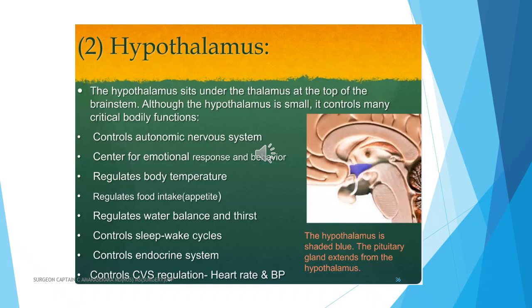So we'll see what the key regulatory roles of the hypothalamus are. Autonomic nervous system control: it modulates sympathetic and parasympathetic output, regulating heart rate, blood pressure, digestion, and pupil size. Now let's turn to endocrine system control. It directs the pituitary gland via releasing and inhibiting hormones, and governs growth, metabolism, reproduction, and stress response.